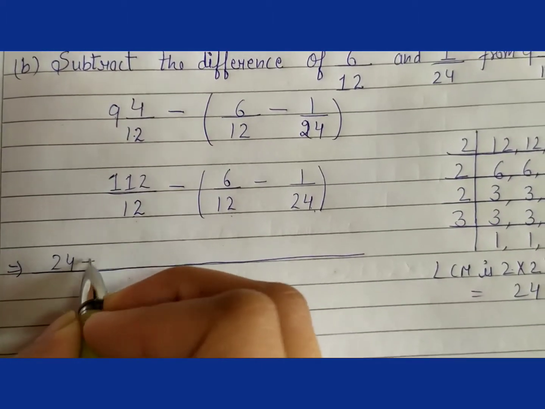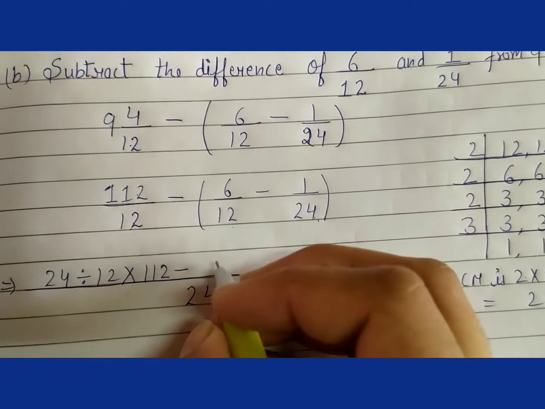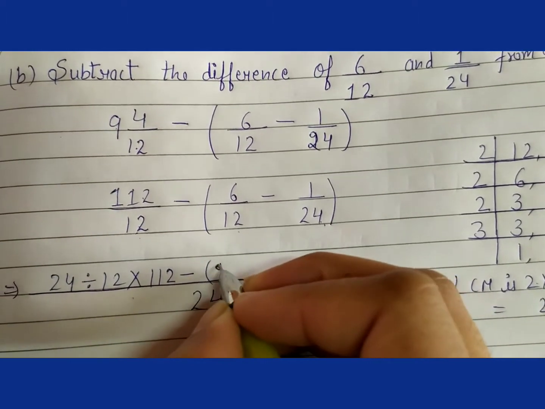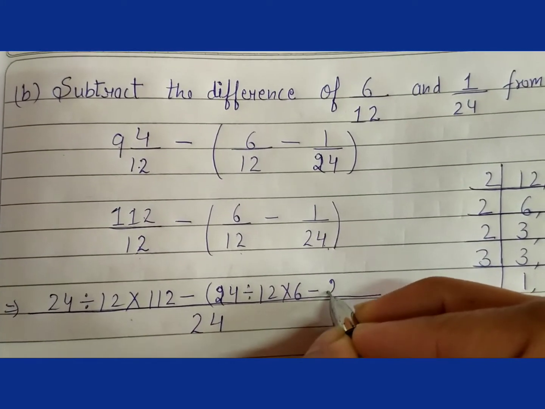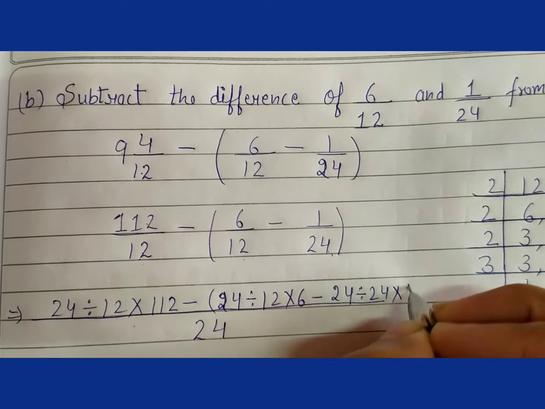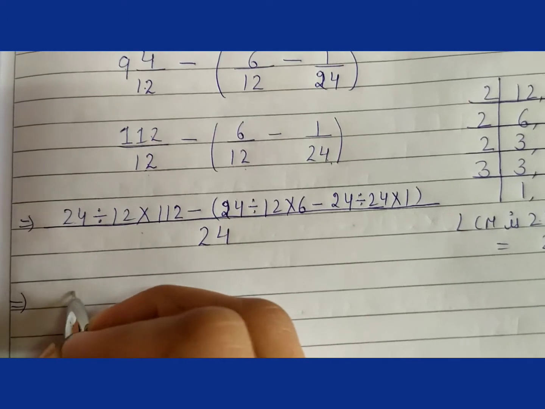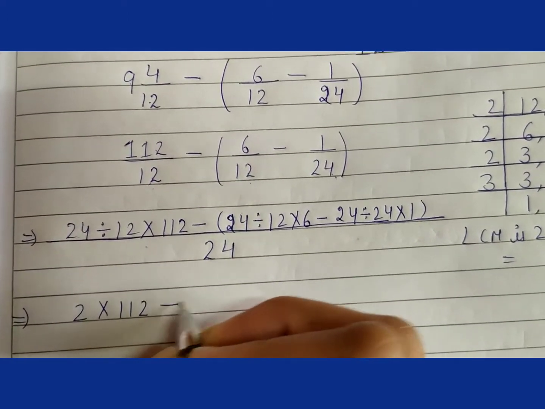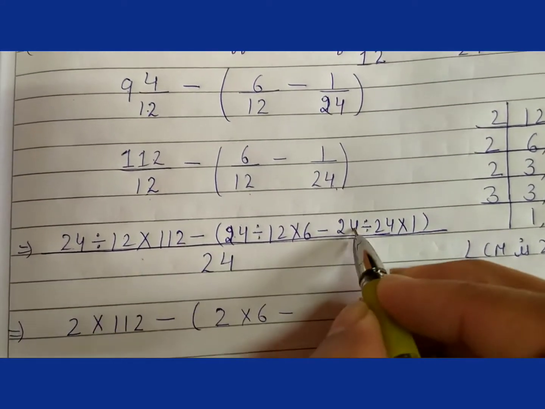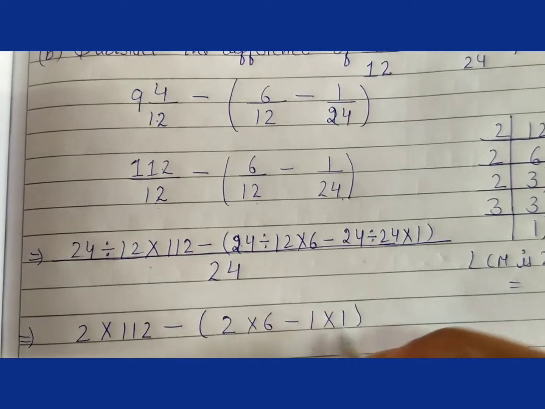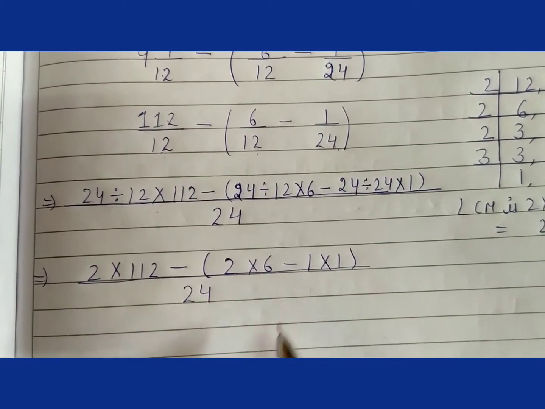Again write 24 divided by 12 multiply by 112 minus, again write 24 divided by 12 multiply by 6 minus 24 divided by 24 multiply by 1. 24 divided by 12, answer is 2, multiply 112, subtract 24 divided by 12, 2 multiply 6, minus 24 divided by 24, 1 multiply 1, upon 24. Children, firstly solve this number.